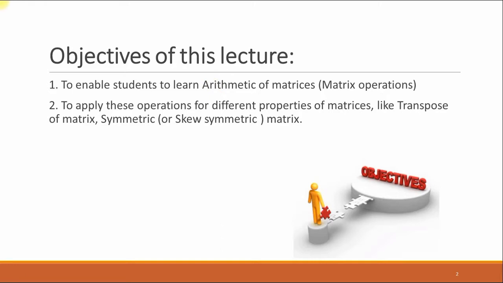I have already told you about the overall contents and objective of this course. So I would like to specify the objective of this lecture, that students will be enabled to learn about the arithmetic of matrices, matrix operations, and to apply these operations for different properties of matrices like transpose of matrix, symmetric or skew symmetric matrix.